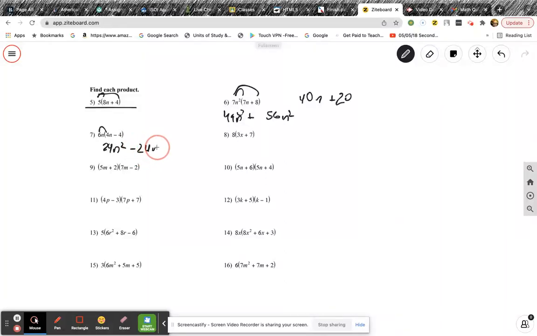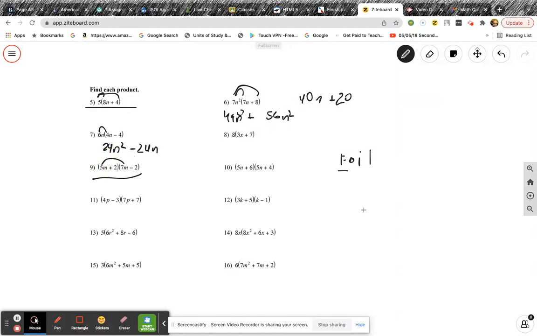24n. Now, for these, we're going to use what we learned, it's called FOIL. And FOIL is just an acronym for, you have two binomials. Binomials. You're going to multiply the first term of each.